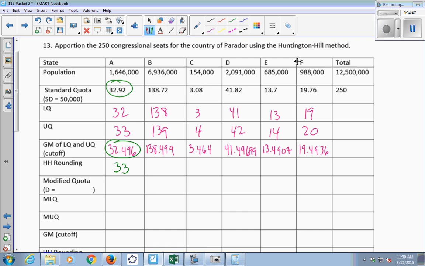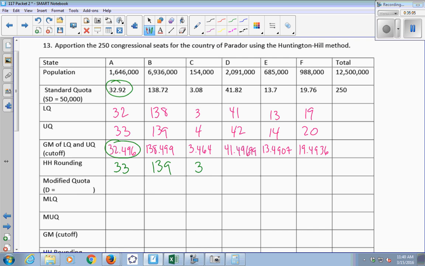138.72, compare it to 138.499. Which way should I round? Up. 3.08 compared to 3.464 cutoff. Which way do I round? Down.